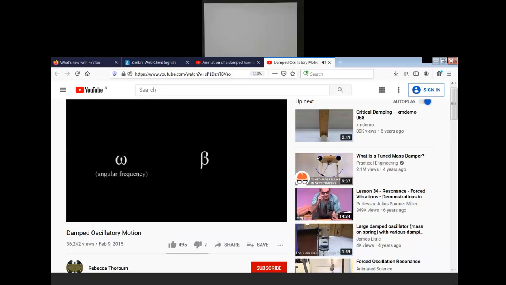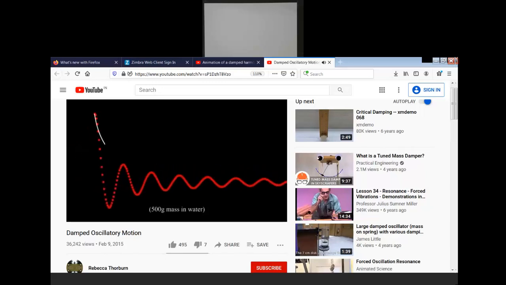Omega, the angular frequency, is equal to 2 pi over the oscillatory period. 2 beta is equal to B over M, where B is the decay constant and M is the mass of the system. The decay constant is found by fitting the peaks of oscillation to an exponential curve.